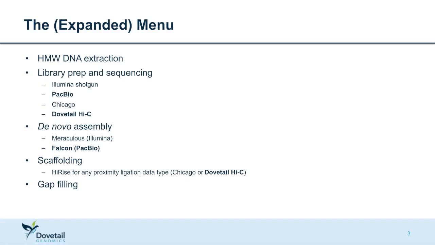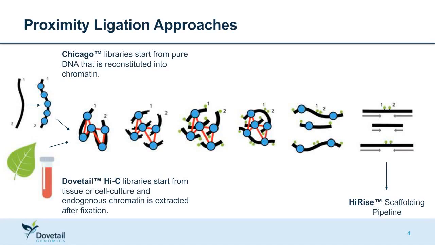We also perform the computational aspects of things, of course, and for the Illumina de novo assemblies, we use a tool called Meraculous from the JGI, and for the PacBio assemblies, we use the assembler Falcon that is produced by PacBio. And then we have our own in-house pipeline called HiRise that's purpose-built for taking advantage of the unique features of proximity ligation data for scaffolding any type of assembly.